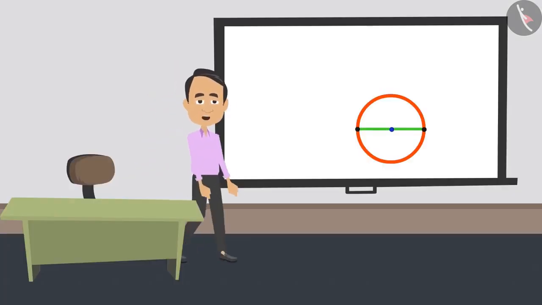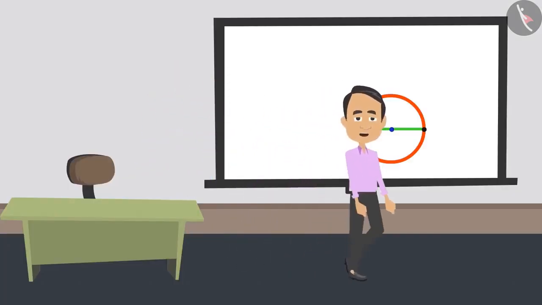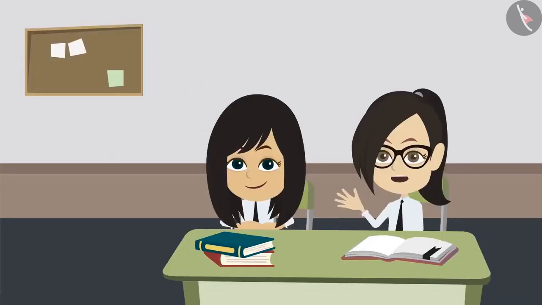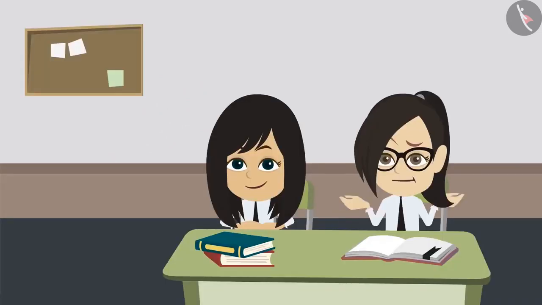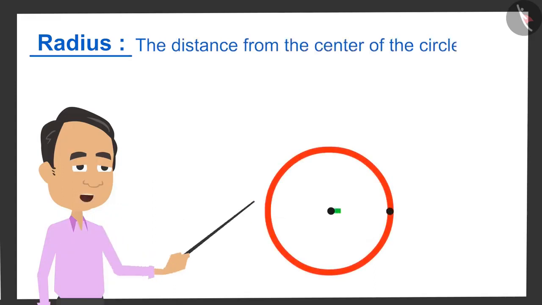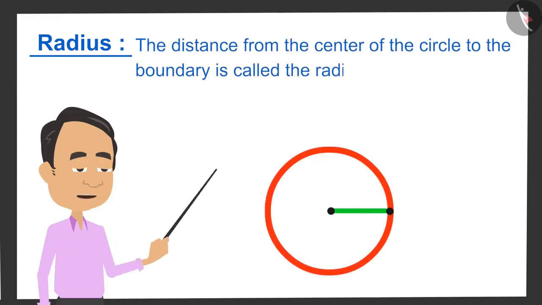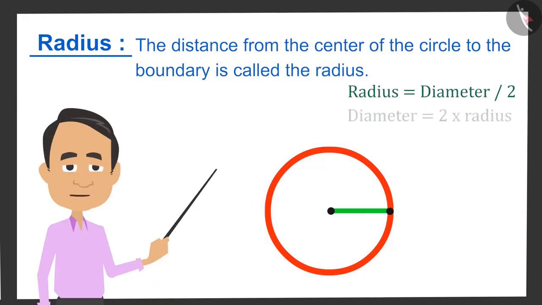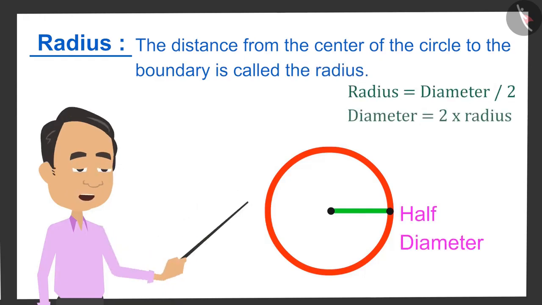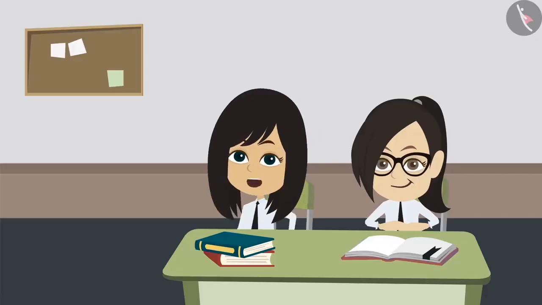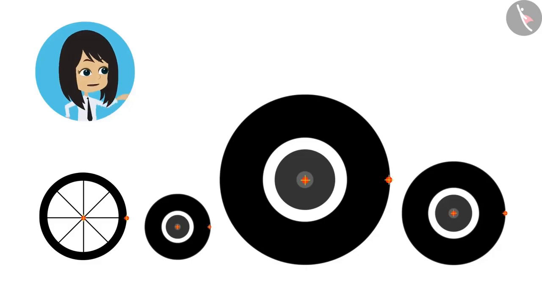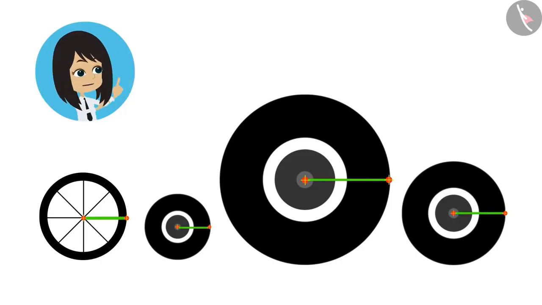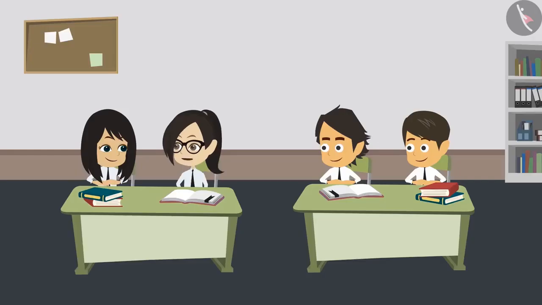Absolutely right. But before that, you should know another property of a circle. So what is a radius? The distance from the center of the circle to the boundary is called radius. It is half of the diameter, so it can also be called half diameter. That means if we measure the distance from the center of the wheels to the boundary, then we will know their radius. Yes, and we can also tell the difference between wheels when we know the radius of different wheels.